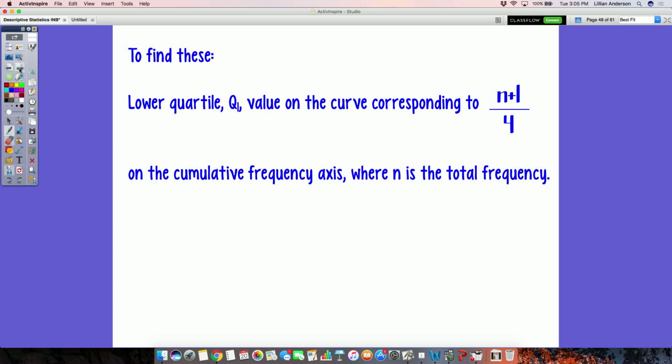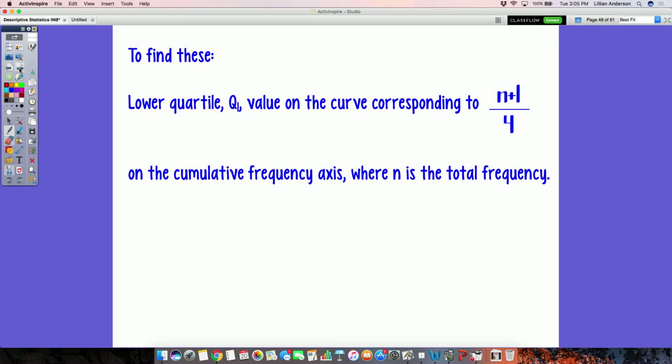The lower quartile, also known as Q1, can be found by using the formula n plus 1 divided by 4, where n represents the total frequency, and the value you get when you do n plus 1 divided by 4 is the value that corresponds to your cumulative frequency axis. Okay?